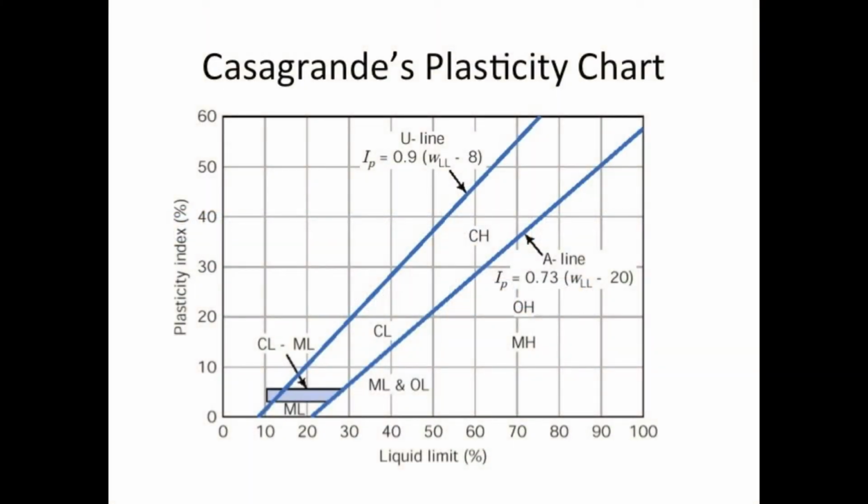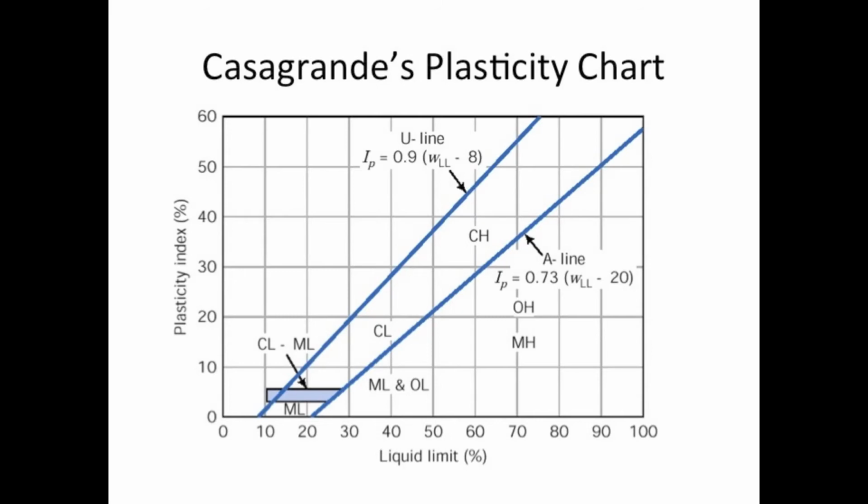Casagrande's plasticity chart allows us to classify our fine-grained soil based on its plasticity. As we can see, plasticity index is plotted on the y-axis and liquid limit is plotted on the x-axis. With the plasticity index and liquid limit we just found, we place its point on the graph. It will land in a classification region. These classification regions are generally characterized by the A-line.